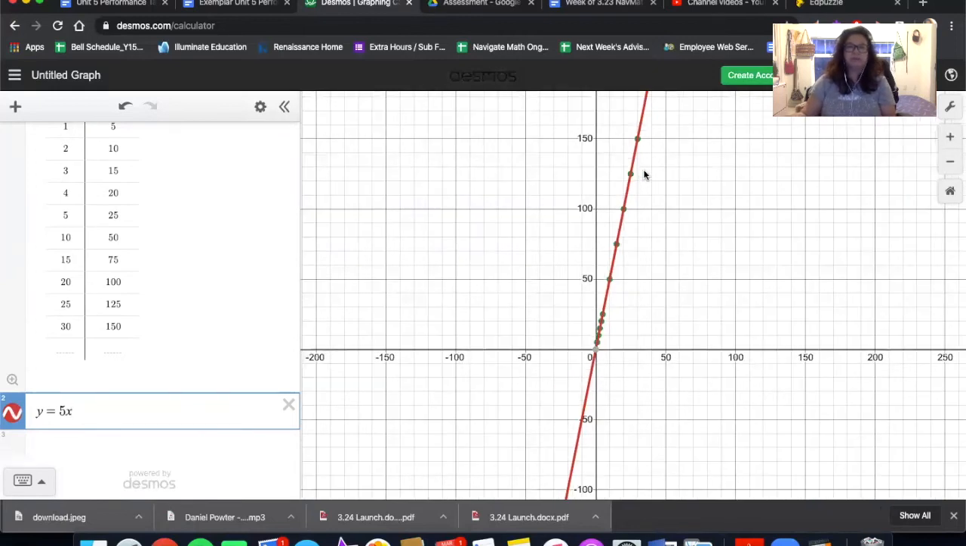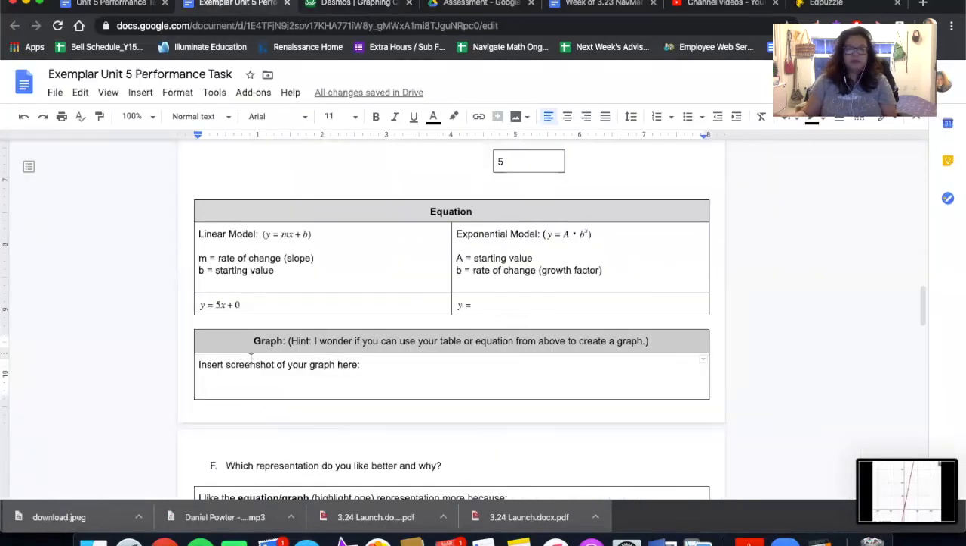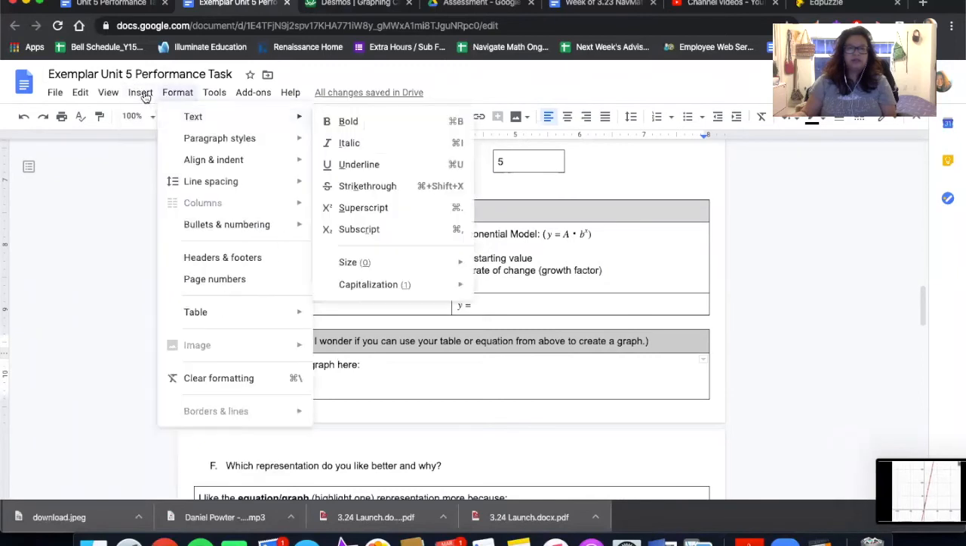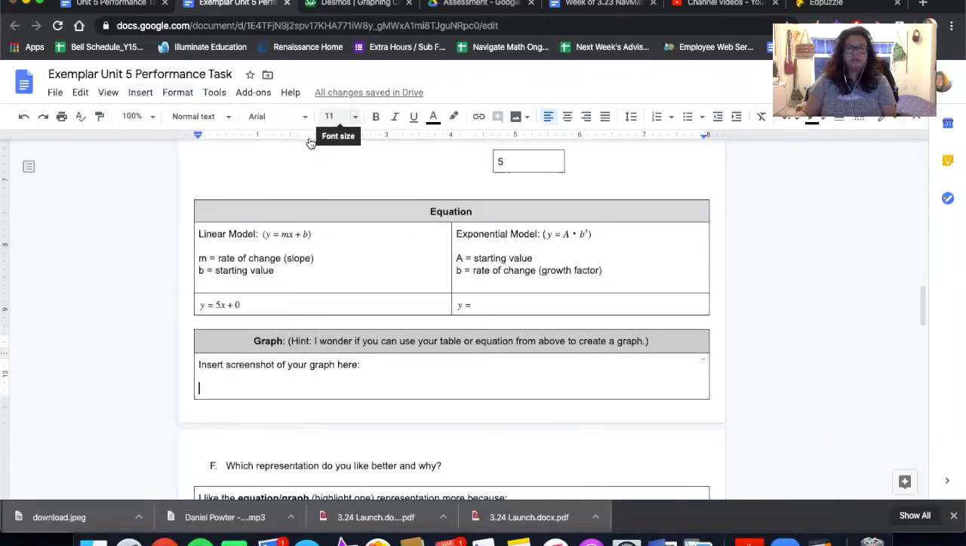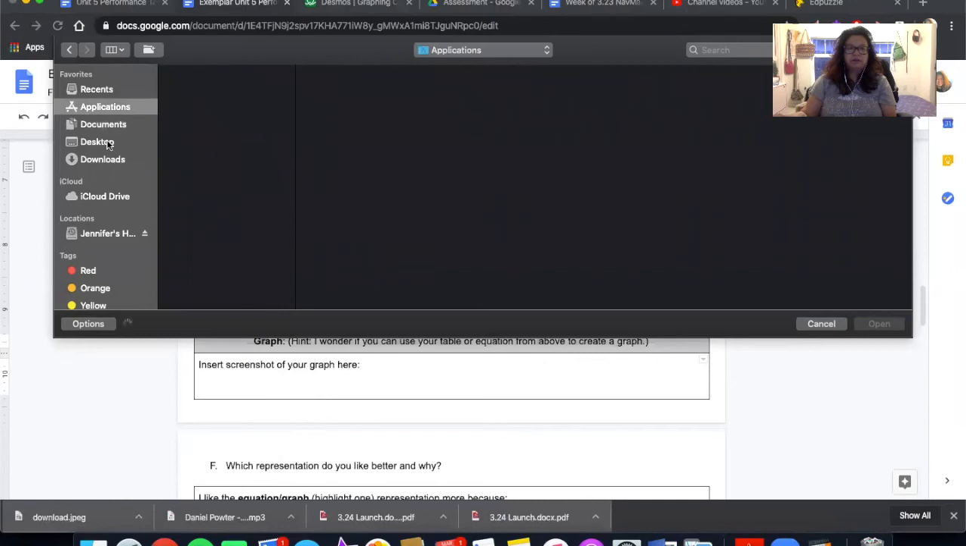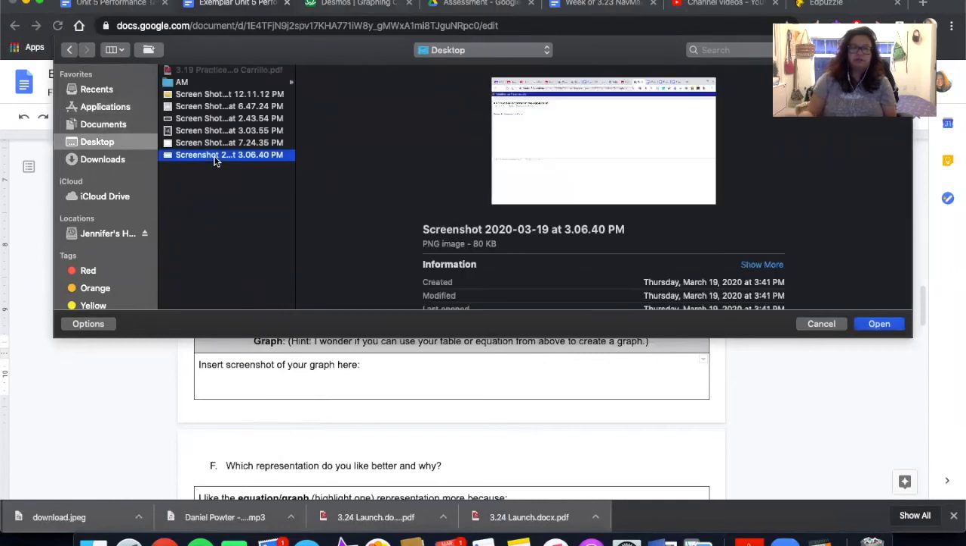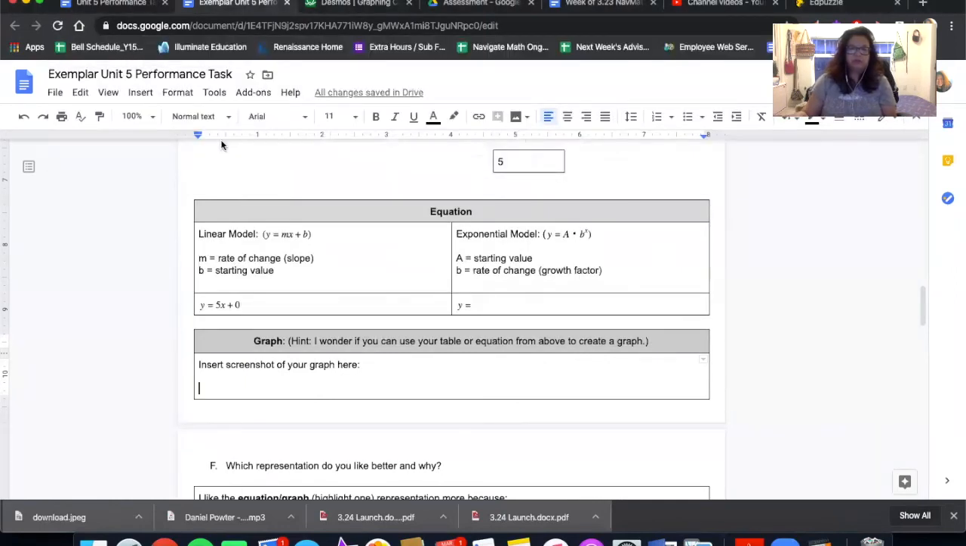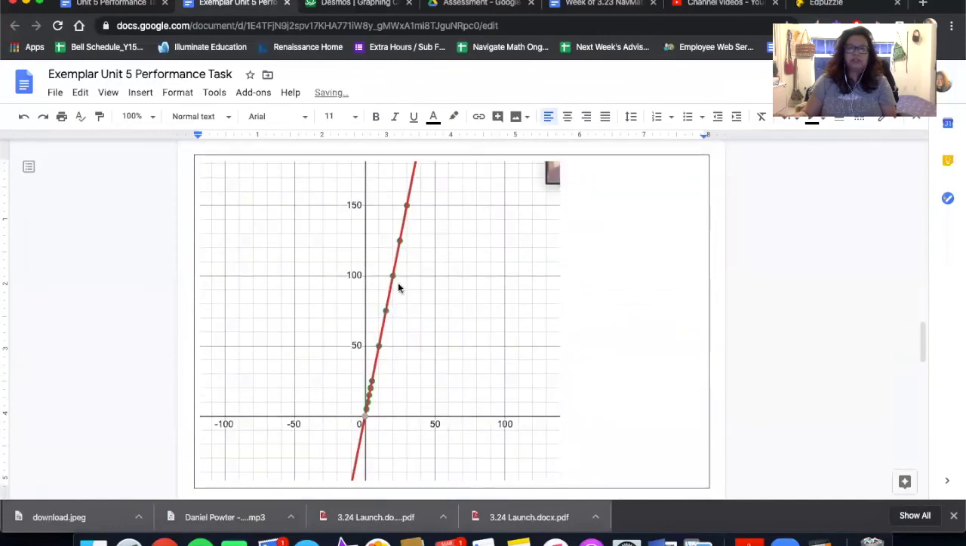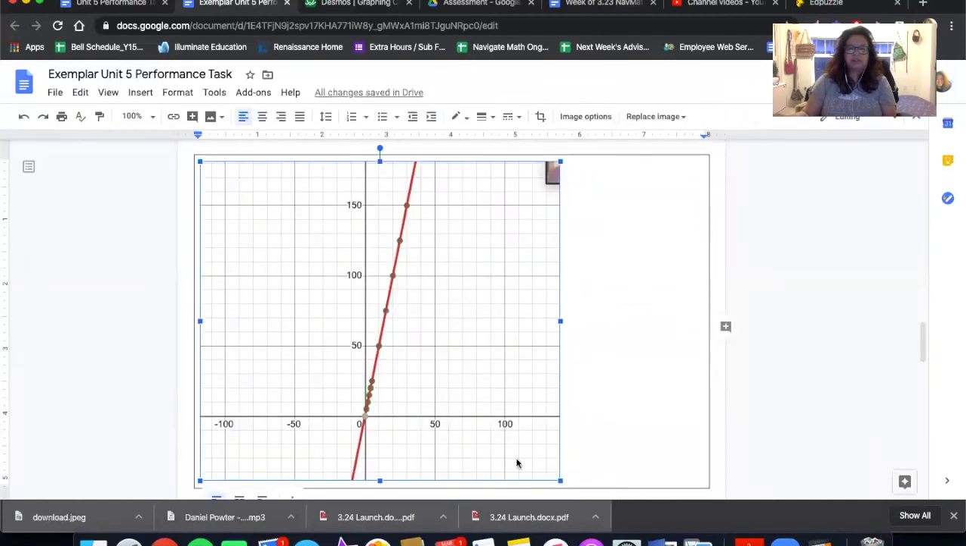And as I can see, the line goes through all the dots, which means I probably did this correctly. I'm going to take a screenshot, which I learned how to do in the video from 2 videos ago. So I took a screenshot, and I'm going to go ahead and insert my screenshot into my document. And I made sure that it's big enough so that I can see it.